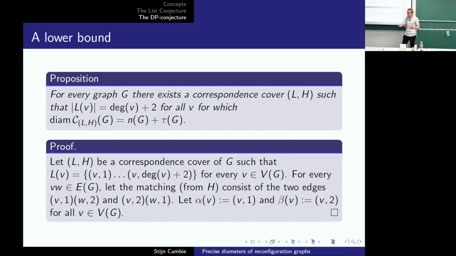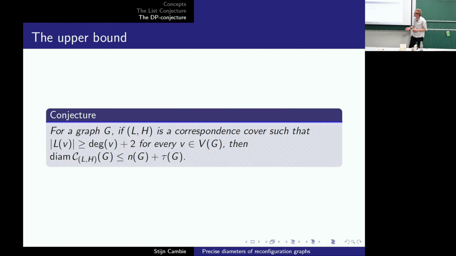But at this point it's actually not known that it can be larger, but we conjecture that's not the case. So we conjecture that n plus tau, instead of n plus mu, is an upper bound in this correspondence version. So this is the second main conjecture I want to present.